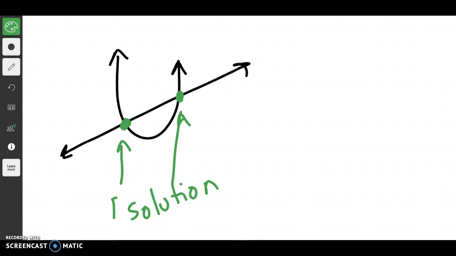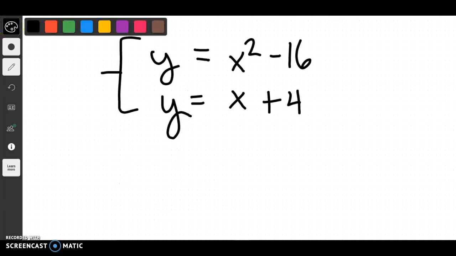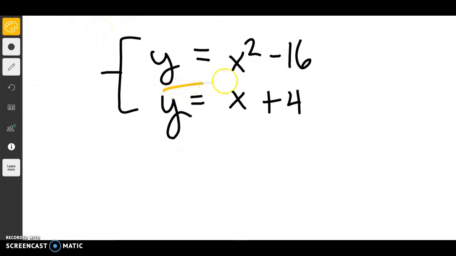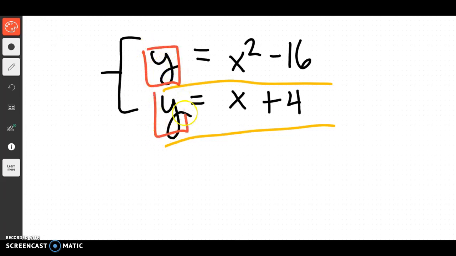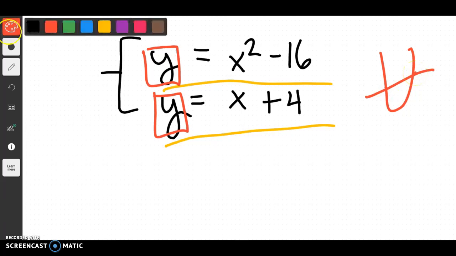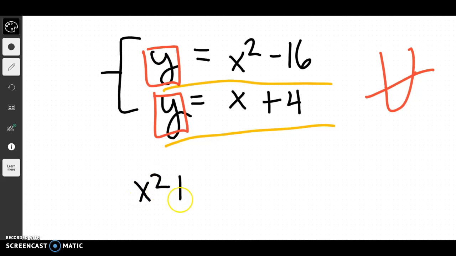Let's look at how one of these problems would look. So our first problem might look like this, where I have y equals x squared minus 16 and y equals x plus 4. And when we get to a problem like this, the first thing that we should know is that these things are going to be equal, because when they intersect, these y points will be the same. So if these two things are equal, we know that x squared minus 16 is equal to x plus 4.